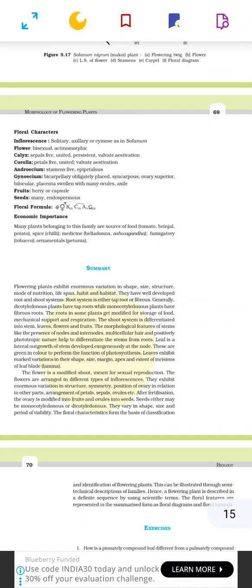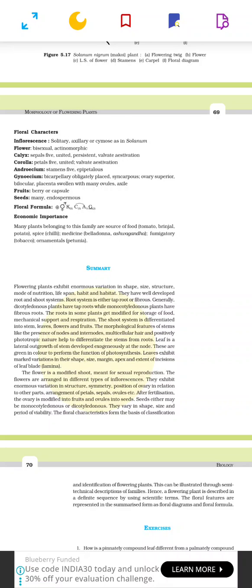Summary: flowering plants exhibit enormous variations in shape, size, structure, mode of nutrition, lifespan, habit and habitat. They have a well-developed root and shoot system. The root system is either taproot or fibrous. Generally, dicotyledonous plants have taproots while monocotyledonous plants have fibrous roots. The roots in some plants get modified for storage of food, mechanical support and respiration. The shoot system is differentiated into stem, leaves, flowers and fruits. The morphological features of stems, like the presence of nodes and internodes, multicellular hair and positively phototropic nature, help to differentiate the stems from roots.